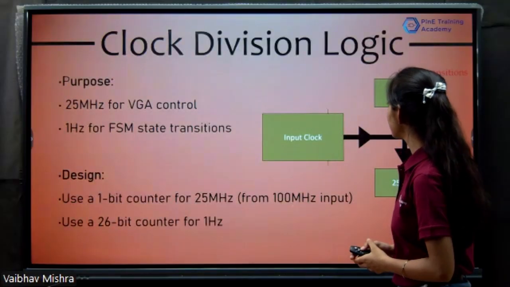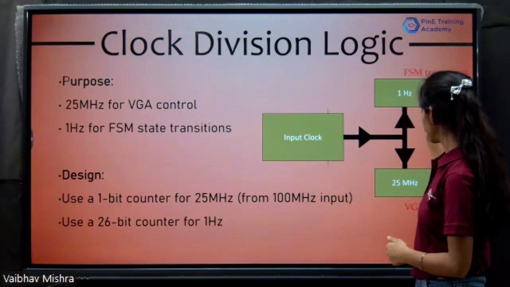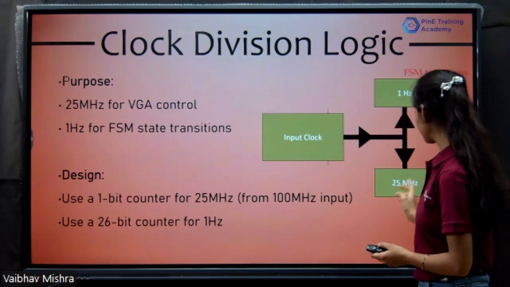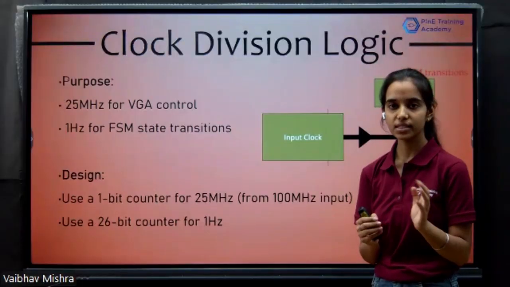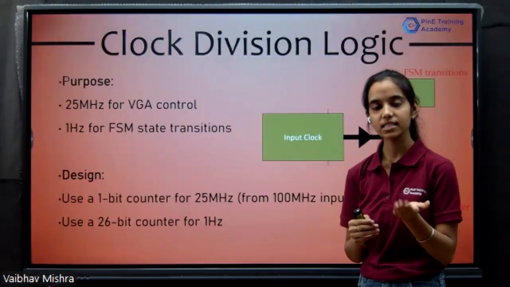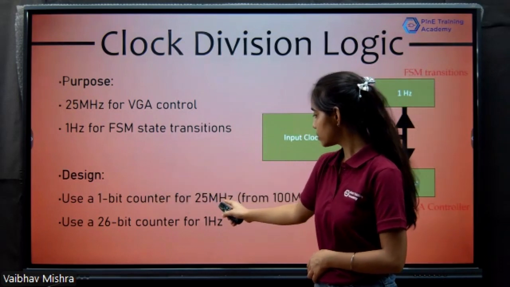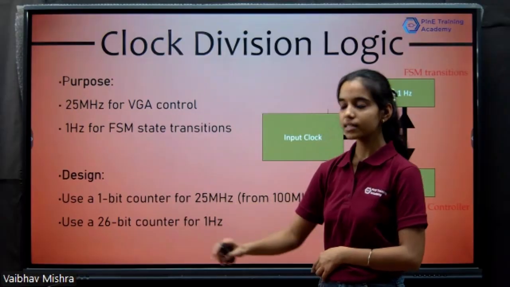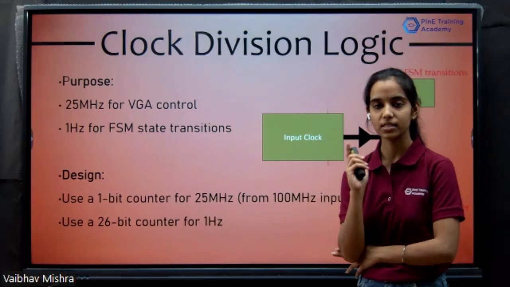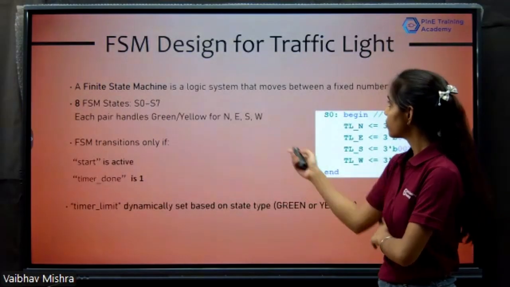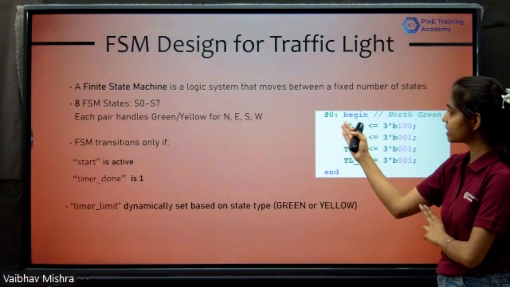Now, as you can see, this is the clock division logic where the input clock is 100 megahertz. We divided it into 1 hertz and 25 megahertz. The 25 megahertz clock works for the VGA controller, and the 1 hertz clock corresponds to 1 second, which will act as our FSM logic. As you can see, we used a 1-bit counter for 25 megahertz and a 26-bit counter for 1 hertz, which will serve as the FSM logic backend. Now, the FSM design for the control logic system. This is the code snippet where you can see S0.